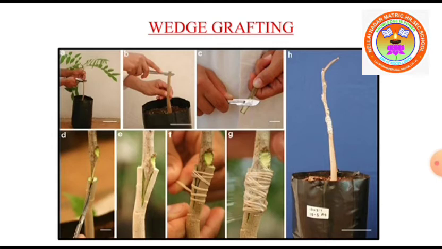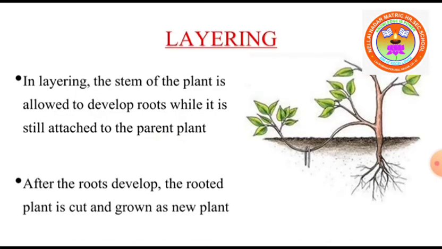Thank you, children. Grafting has a number of methods, followed by layering. Layering is a method in which the stem of the parent plant is allowed to develop roots while still intact. When the roots develop, the rooted part is cut and planted to grow as a new individual plant. Example, Ixora coccinea and Jasminum. Normally Jasminum is practiced in most nursery gardens.